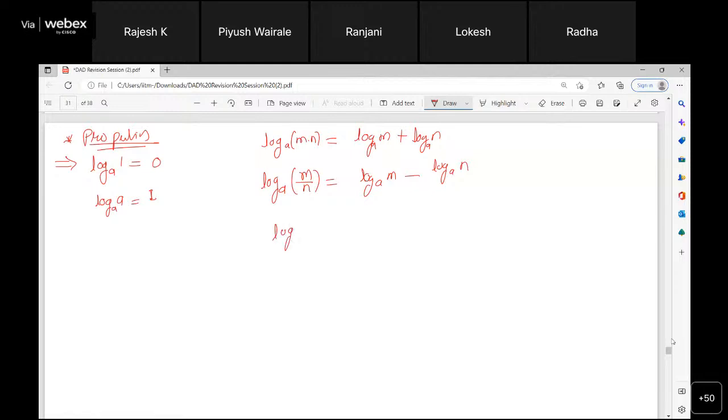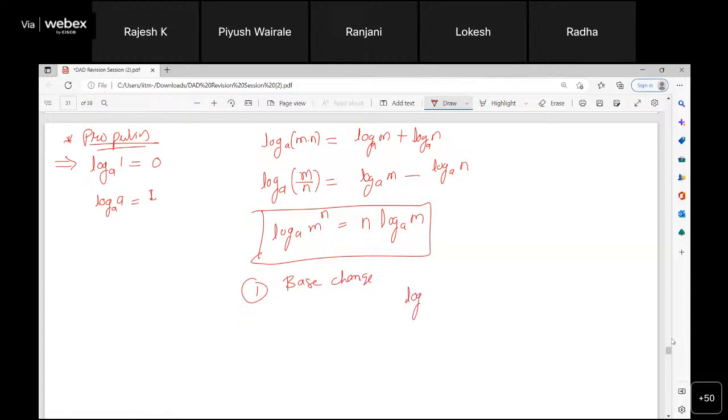And suppose we have log to the base a of m to the power n, so n will come down, so it will be n log of m to the base a, right? So this is an important one. Please kindly note it down, right? And one more important one is the base change property of log. That is, log of m to the base a is equivalent to log of m divided by log of a to any base, say z. Okay, that is the base change property.